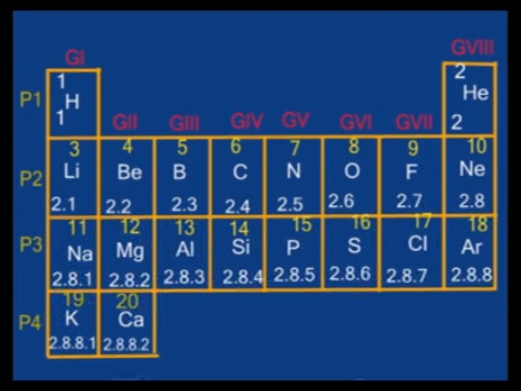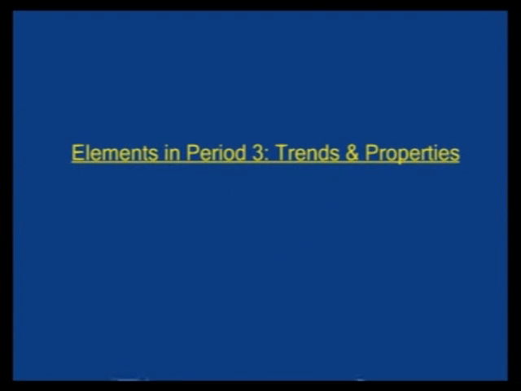We are not going to look at elements across all the periods, but we are only going to look at period 3. So we are going to look at the elements in period 3, and we study their physical and chemical properties, or rather the trends across the period. So, trends and properties of elements in period 3.